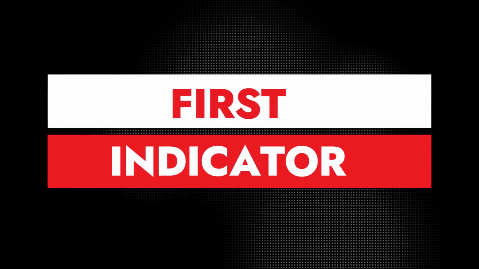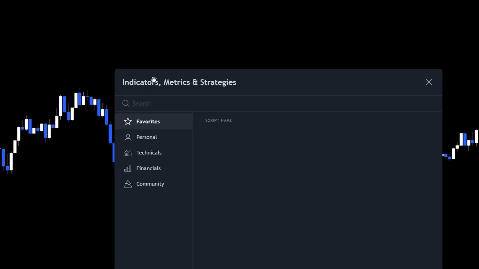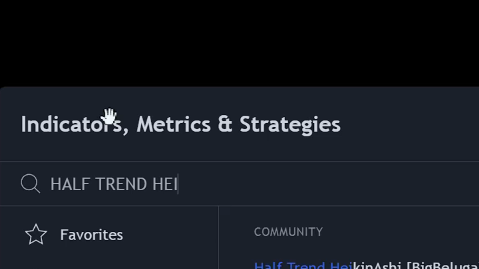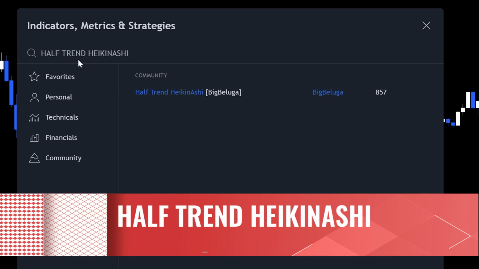It's super simple to set it up. Just head over to the indicator section and in the search bar, type in half trend Heikin-Ashi. This fantastic tool combines the power of the half trend methodology and Heikin-Ashi candles, making it the perfect ally for spotting trends and potential market reversals. Once you hit enter, look for the indicator created by Big Beluga and add it to your chart.